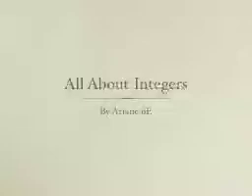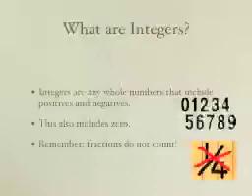All about integers. What are integers? Integers are any whole numbers that include positives and negatives. This also includes 0. Remember, fractions don't count. I'll give you a few examples of integers. Positive 1 would be a positive integer, and negative 3 would be a negative integer.